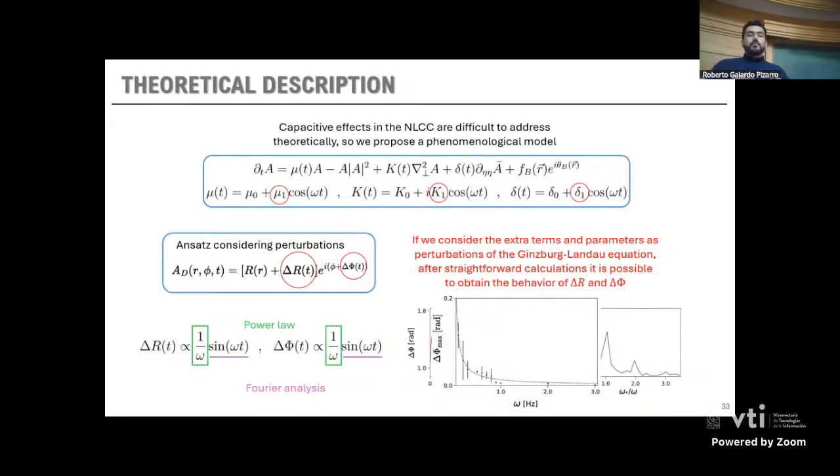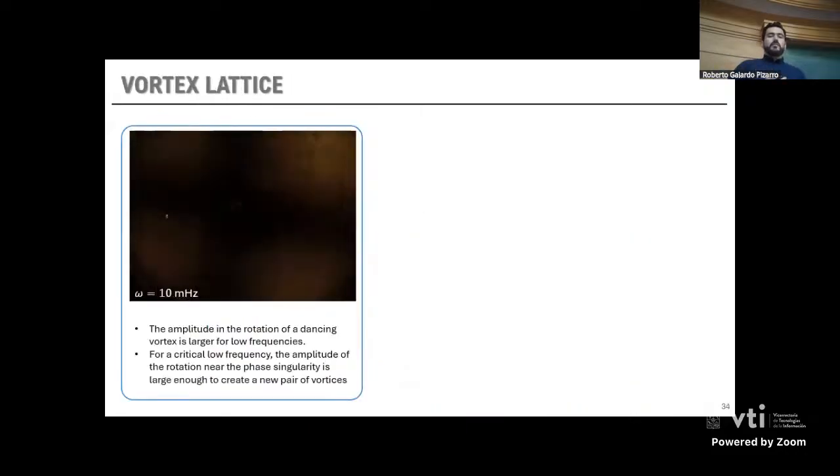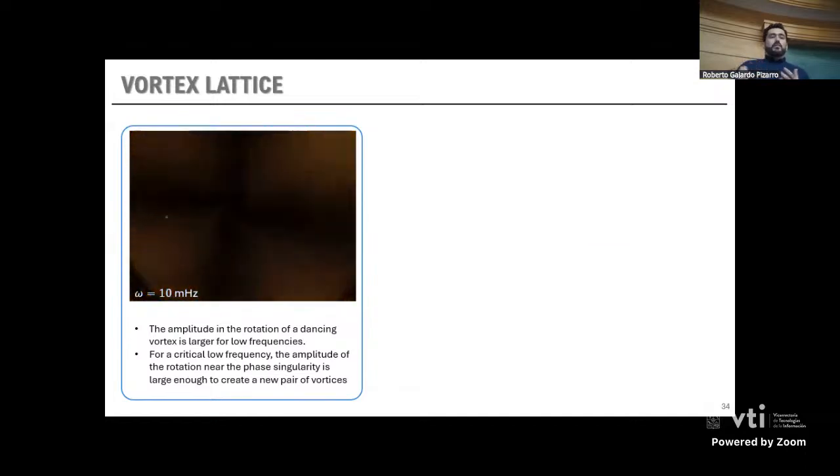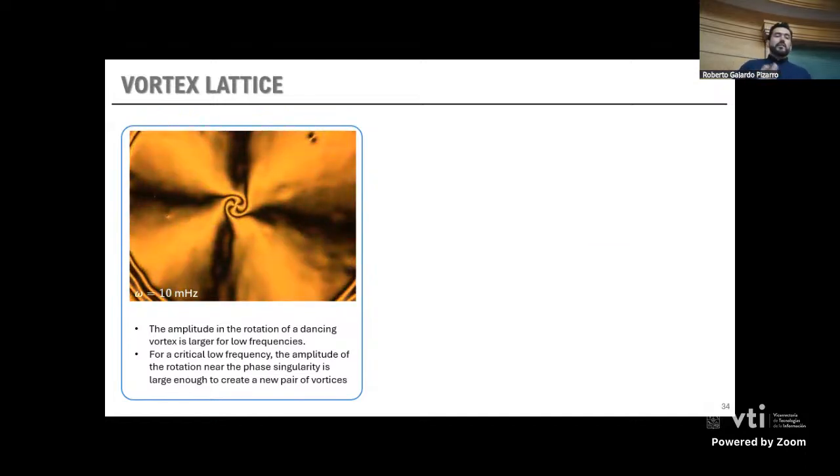Okay, and we could not research too much in the dancing vortex because I was trying to play with the frequencies. And we thought, what happens if now we use a frequency that is very, very low in order to obtain large rotations, at least in the arms of the vortex? And what we obtain is what is called a vortex lattice, the appearance of that vortex lattice.